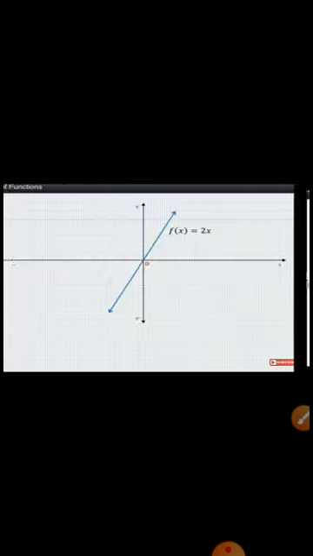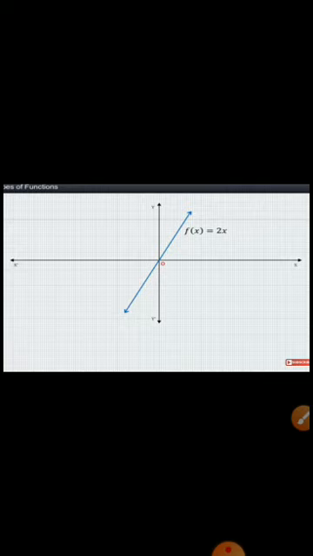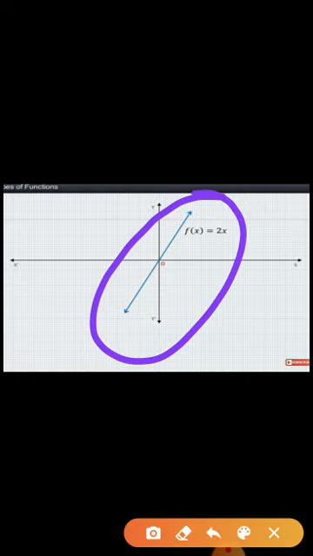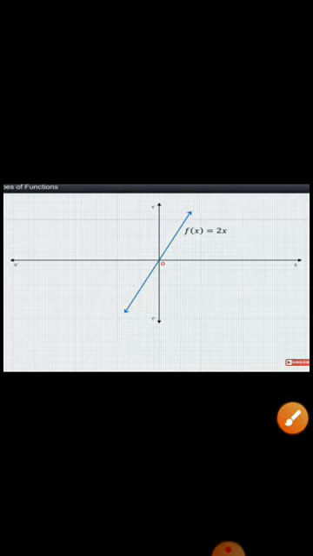Okay, now for proving by the graphical method, if it is f of x equal to 2x, it is nothing but y equal to 2x. Yes, that means it is an equation of a straight line passing through the origin. So this is the graphical form of f of x equal to 2x.